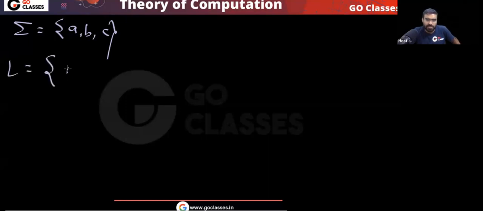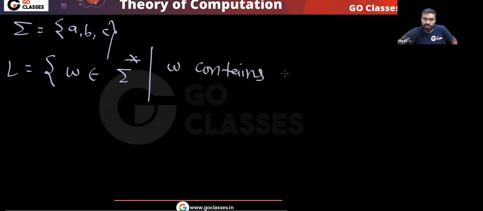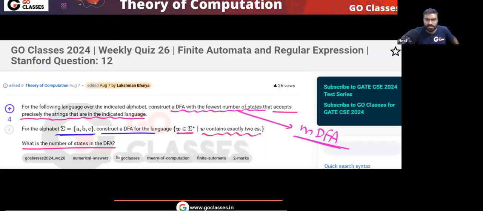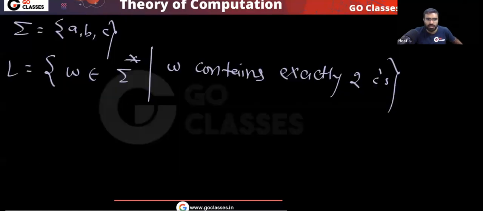In this language, you have strings over this alphabet such that W contains exactly 2 C's. Exactly 2 C's, not more than 2 C's, not less than 2 C's. So you can see this is your language.